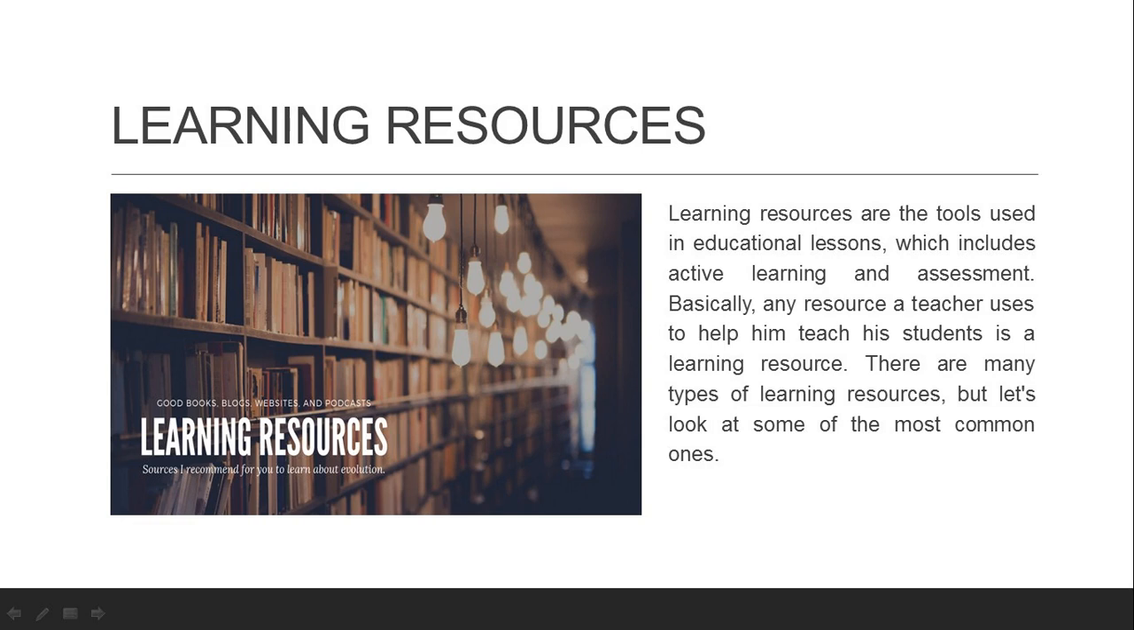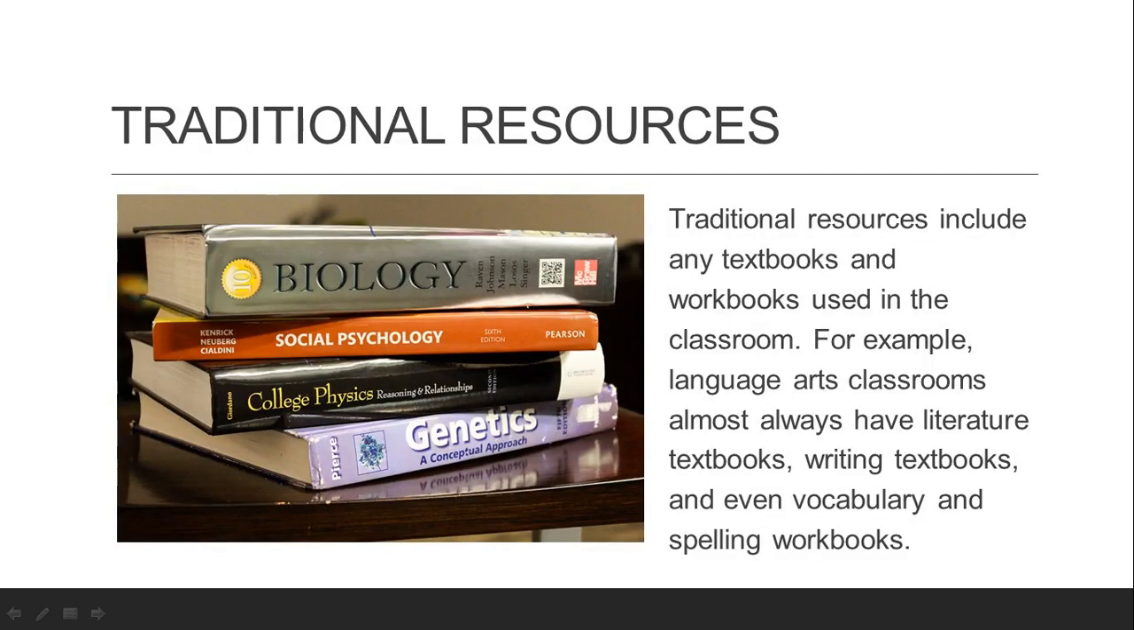There are many types of learning resources, but let's look at some of the most common ones. The first one is traditional resources. Traditional resources include any textbooks and workbooks used in the classroom. For example, language arts classrooms almost always have literature textbooks, writing textbooks, and even vocabulary and spelling workbooks. In addition to this, traditional resources also include any supplemental reading material like novels or poems outside of the textbook.